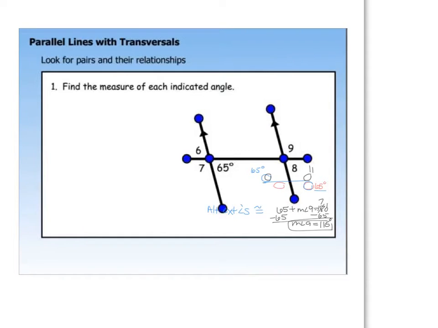Well, if this is 115, how could I figure out angle 7? All right, angle 7. Aren't angles 6 and 7 a linear pair? So again, together those two will equal 180: that's 65 degrees plus the measure of angle 7 equals 180. So same thing, I would subtract 65. So that missing angle 7 would be 115 degrees.